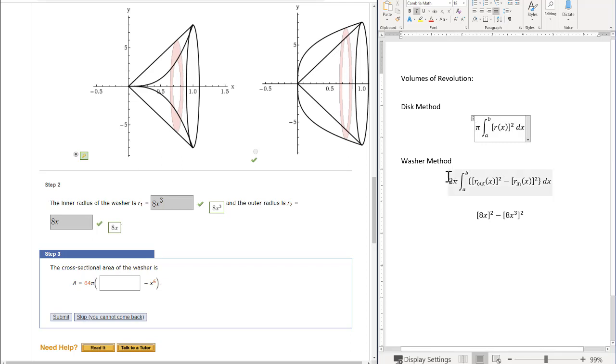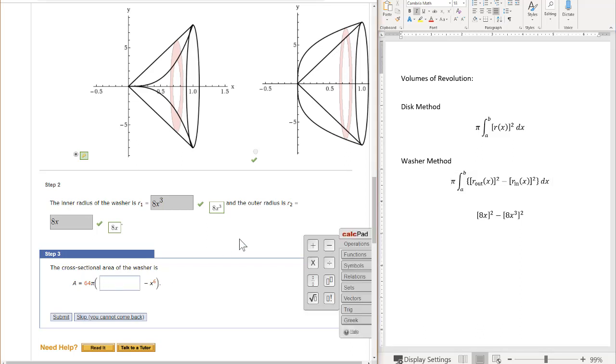Oops, my disk method and washer method shouldn't have a 2 there. It should just have pi. Sorry about that. Okay, so back to our problem. We have 64x squared minus 64x to the 6. So with a pi, it's just going to be 64 pi, and then we have x squared and x to the 6th.